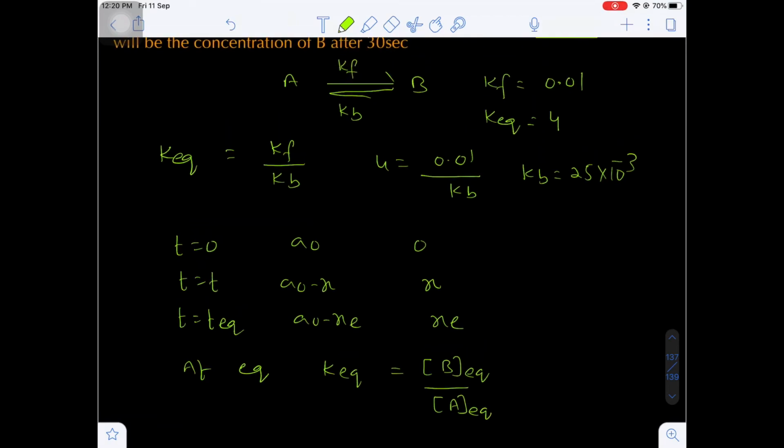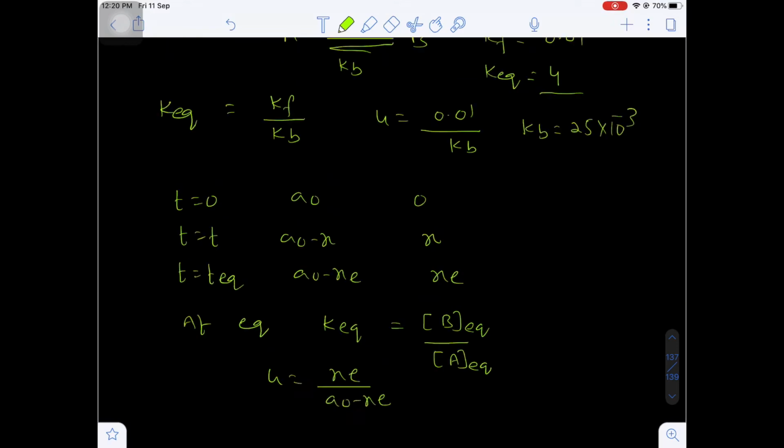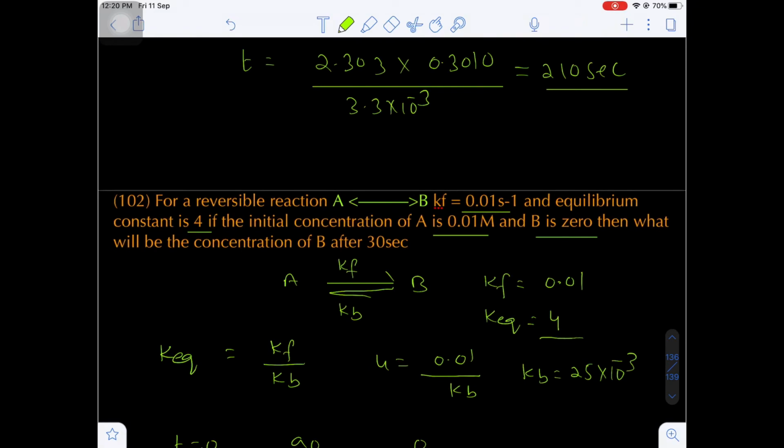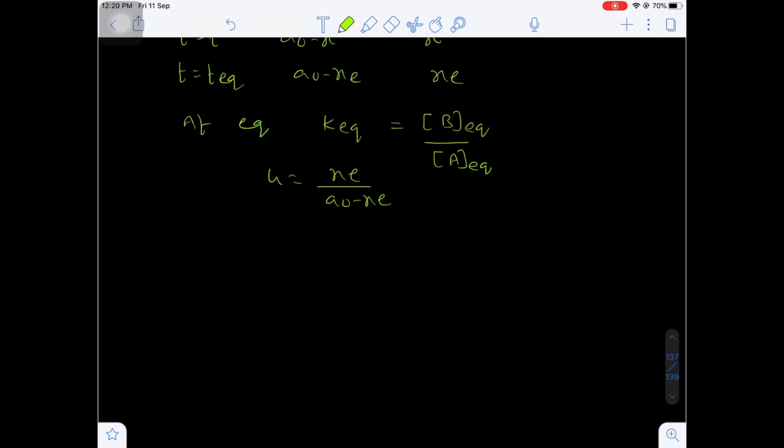So what will be the equilibrium constant? We know that is 4. So 4 is equal to, what is the equilibrium concentration of B? Xe, divided by the equilibrium concentration of A, that will be A0 minus Xe. Okay. Now what is the A0 value given? The initial concentration is given in the question, that will be 0.01. Are you getting my point? The A0 value given is 0.01 moles per liter, molar. So here A0 value we know, 0.01 molar.